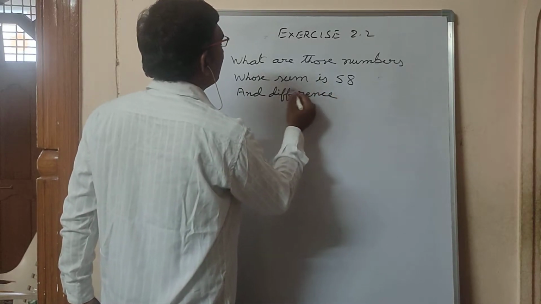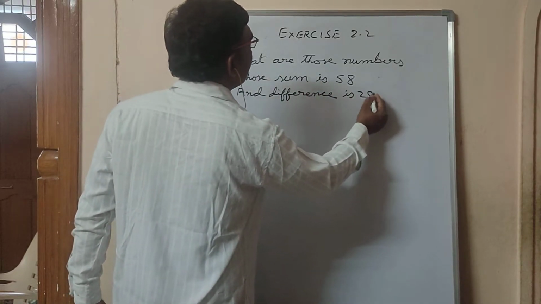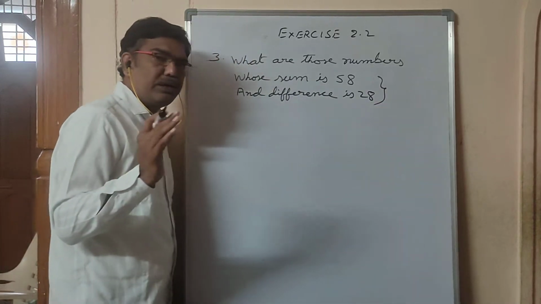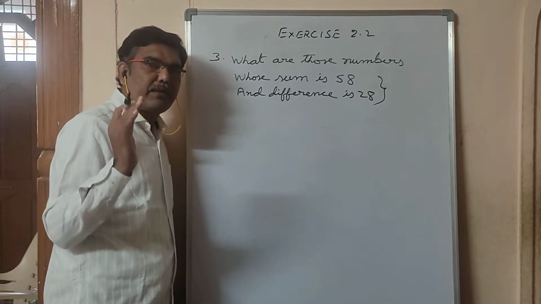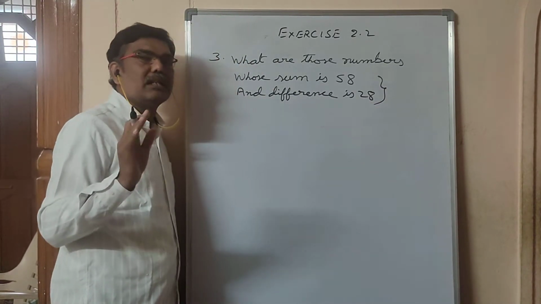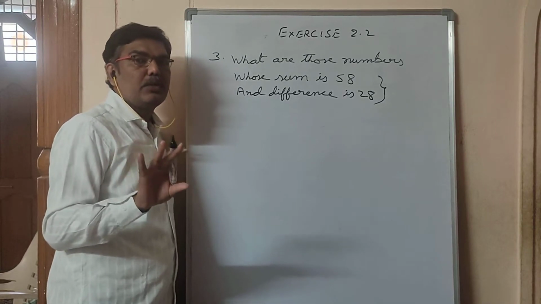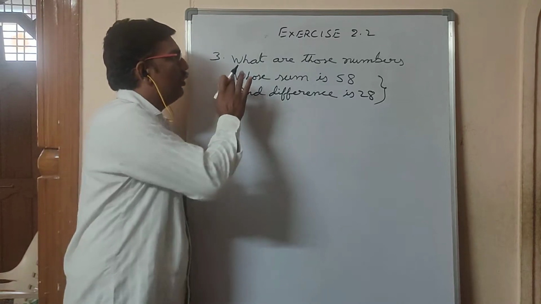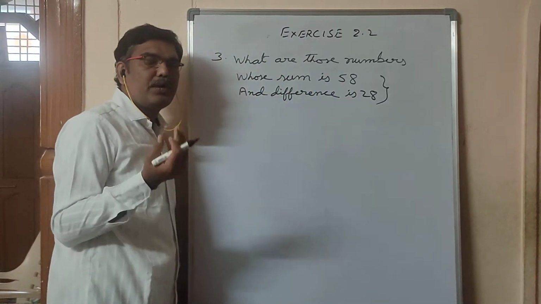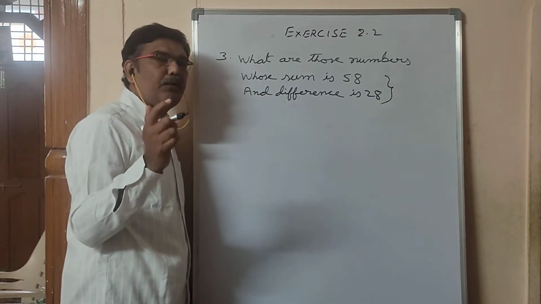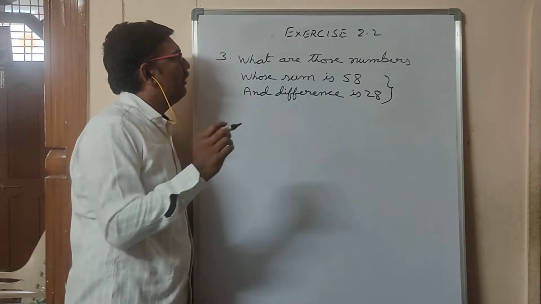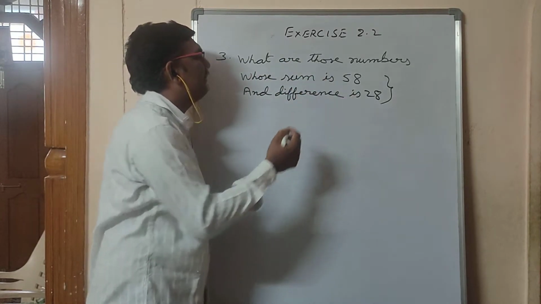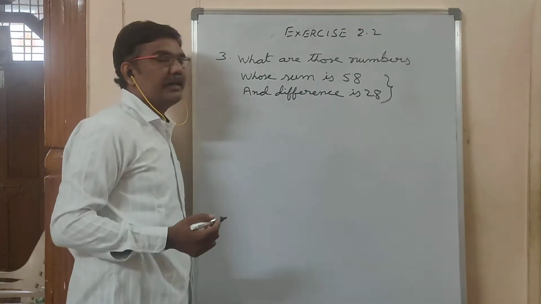See, if you know English and if you read the question perfectly, then only we can answer it. Otherwise, you can't answer the problem. So, what are those numbers means what you have to understand is, you have to find some numbers whose sum is 58 and difference is 28.